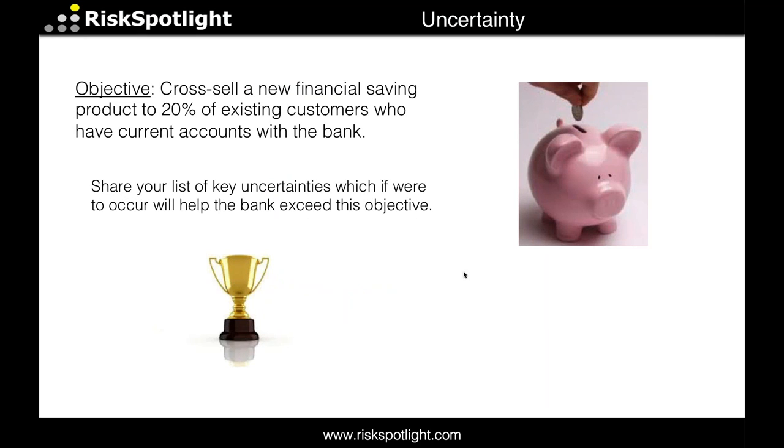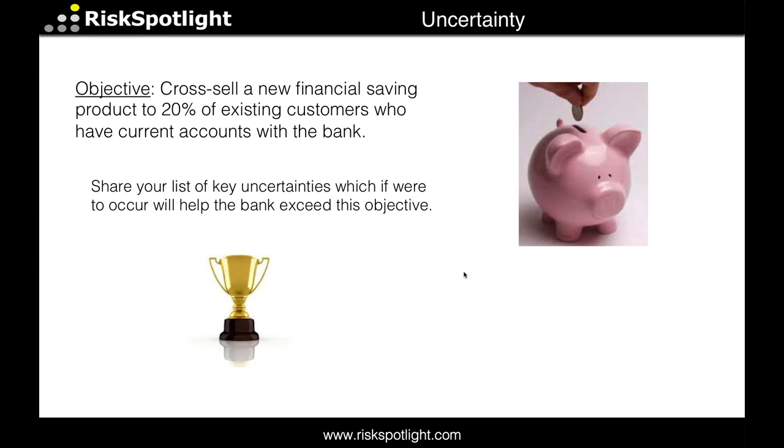So let's try to practice this concept where we take an objective as an example. We are all working, let's say, for a financial services organization. We have about 1 million customers, and we are introducing a new savings product to the market, and we want 20% of the 1 million customers we have to buy this product. So we want to cross-sell this new product to our existing customers. Do you want to share a list of some of the uncertainties which, if they were to happen, will help the bank exceed this objective?